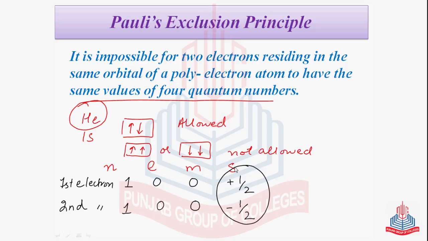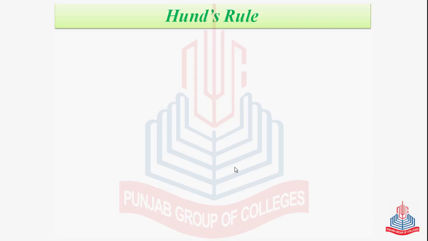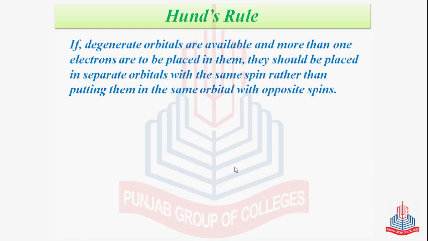Now coming to the third rule, that is the Hund's rule. Now, if the degenerate orbitals are available and more than one electron are to be placed in them, they should be placed in separate orbitals with the same spin. Important point: rather than putting them in the same orbital with the opposite spin. Let us consider the example of carbon with an atomic number 6. Let's write its electronic configuration.